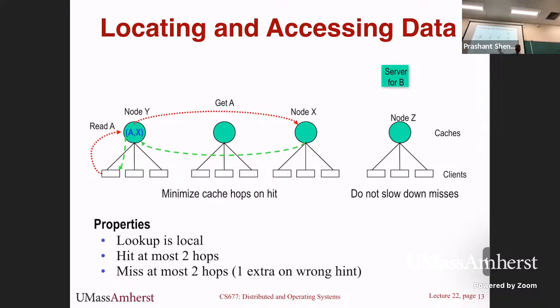If that table entry is wrong, it's either 1 hop, where the table doesn't show it and I just go directly to the server. That's 1 hop. Or at worst, I send it off to a nearby proxy, and the proxy says, oh, I just discarded it, don't have it. Still 2 hops. Not as bad as the previous case. Lookups are local, hits are at most 2 hops, and misses are also at most 2 hops.